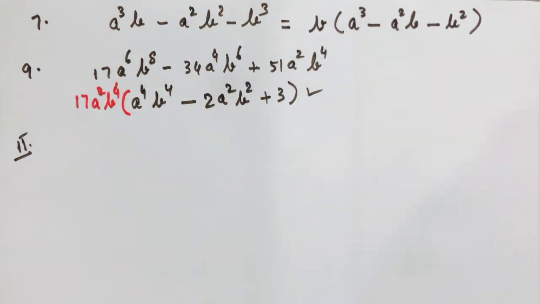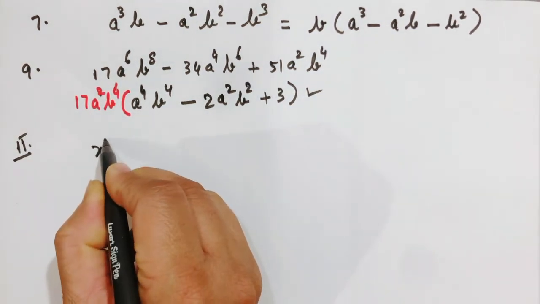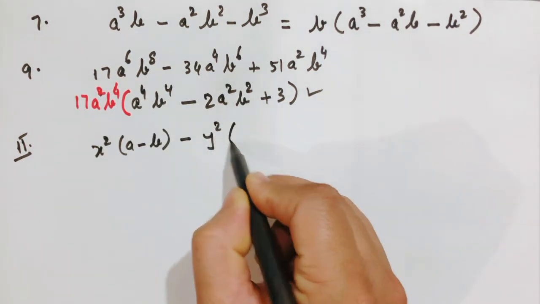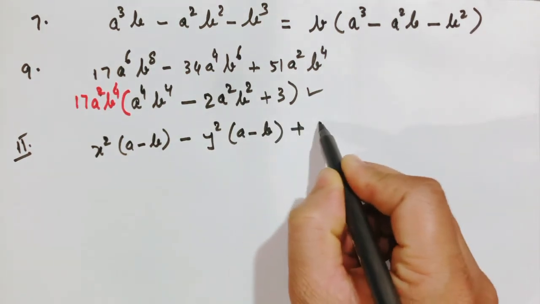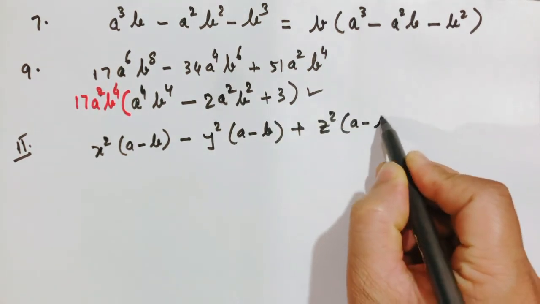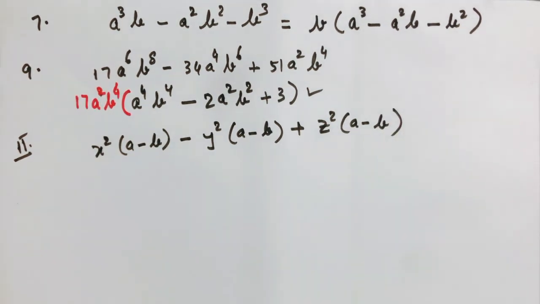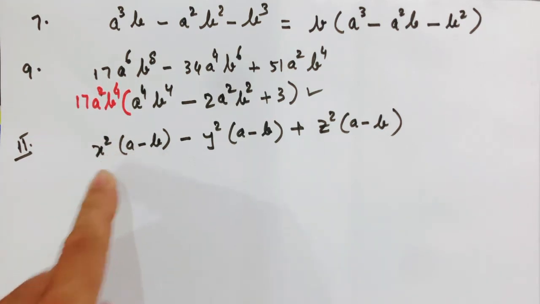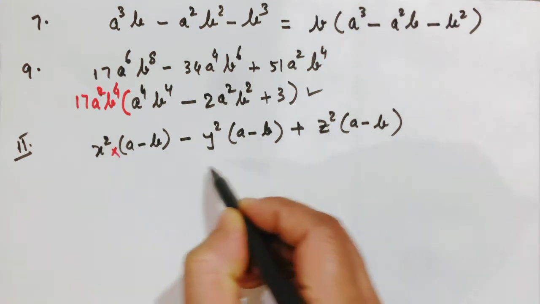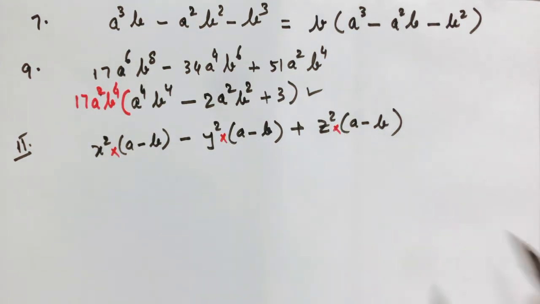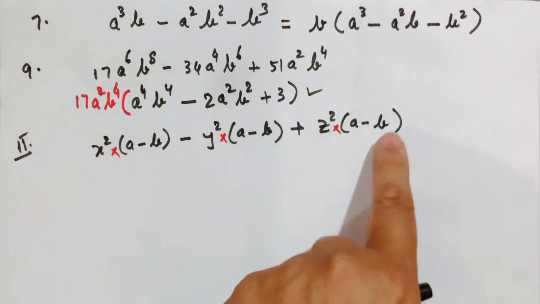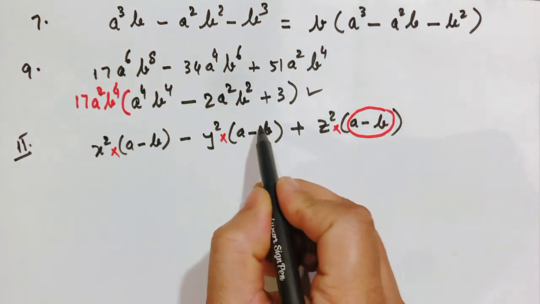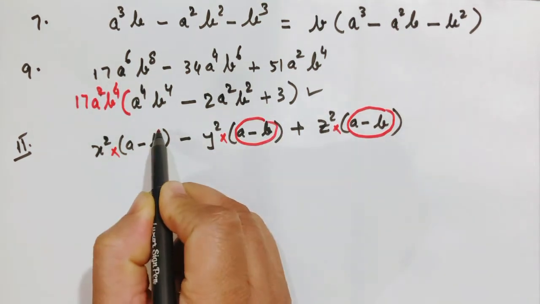And what is especially number 11? We have x to the power 2 (a minus b) minus y square (a minus b) plus z square (a minus b). So my dear, you can see that here you have a square and a minus b in multiple form. Here you have a sign of multiplication. Here you have a sign of multiplication. And a minus b is in bracket. Therefore, this a minus b should be treated as a single number.